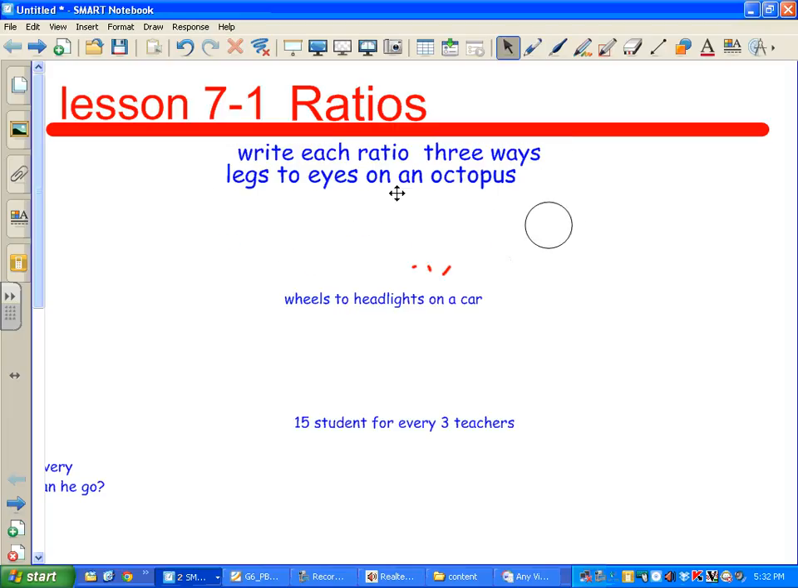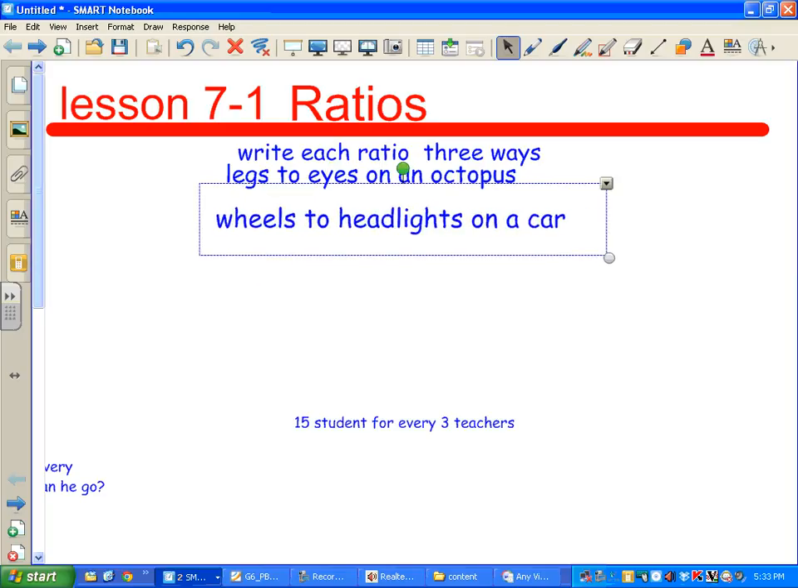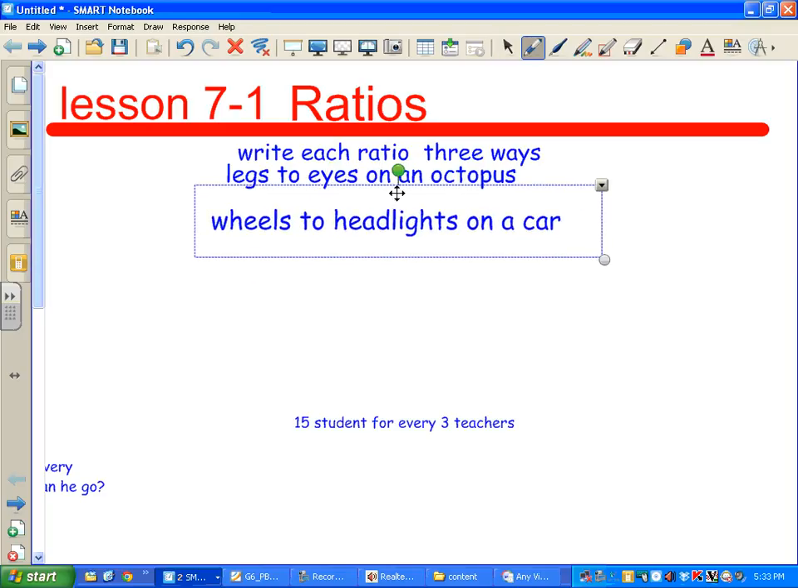Let's do a few more. Our next example is wheels to headlights on a car. Well, how many wheels are on a car? Well, I don't know about you, but my car has 4 wheels. Now, some of you are going to argue with me because, again, you're farm kids, and you're going to say, oh, our car has so many. You know what? 4 wheels, most cars, 4 wheels, 2 headlights. Now, I could get really stingy here and say, oh, I've got high beams or fog lights. But again, generic car, 4 wheels for every 2 headlights.